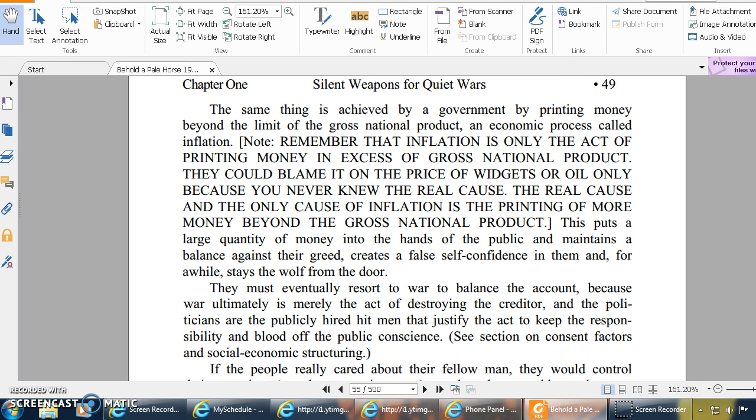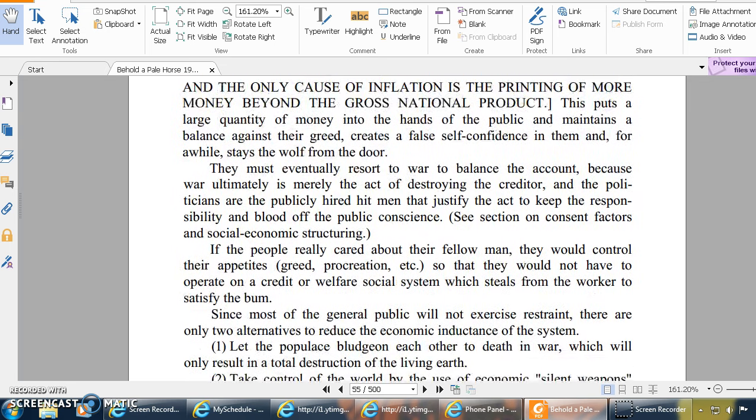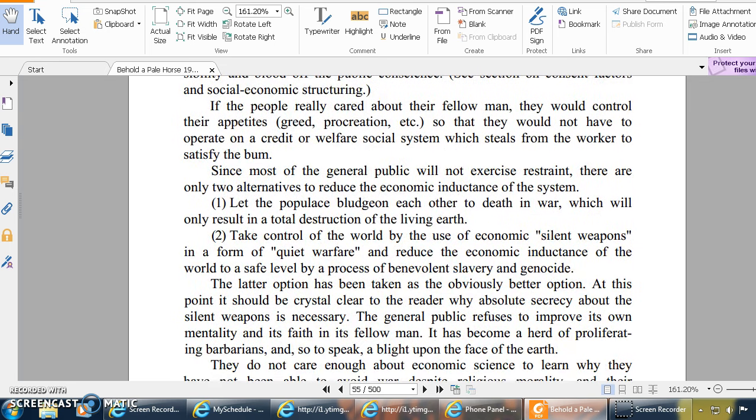If the people really cared about their fellow man, they would control their appetites, greed, procreation, etc., so that they would not have to operate on a credit or welfare social system which steals from the worker to satisfy the bum. Since most of the general public will not exercise restraint, there are only two alternatives to reduce the economic inductance of the system. One is that the populace butchering each other to death in war, which will only result in total destruction of the living earth.